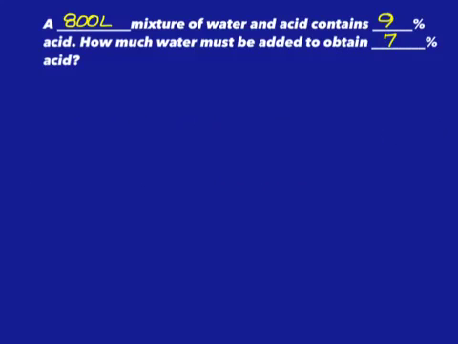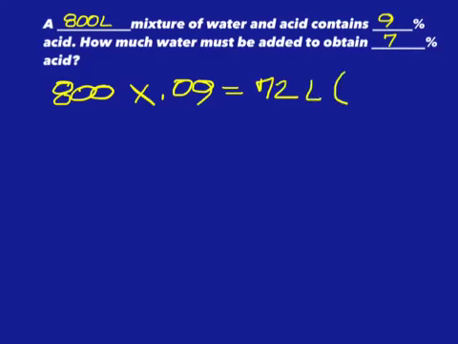Another example. An 800-liter mixture of water and acid contains 9% acid. How much water must be added to obtain 7% acid? You start out with 800 and multiply it by 0.09 to figure out how much acid you have in terms of liters. That would be 72 liters of acid.